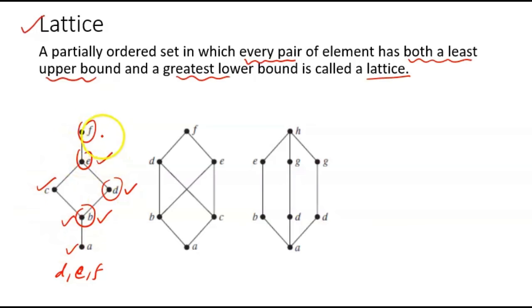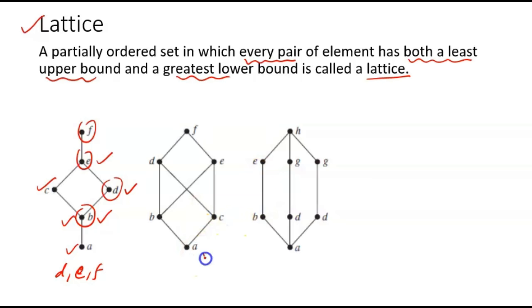So for this you can clearly verify that if you take any pair of elements, you will always get a least upper bound and a greatest lower bound. I am leaving this for you as an exercise to verify whether you are able to find the least upper bound and greatest lower bound for every pair of elements or not. And put your answer in the comment box in case you are not able to verify.